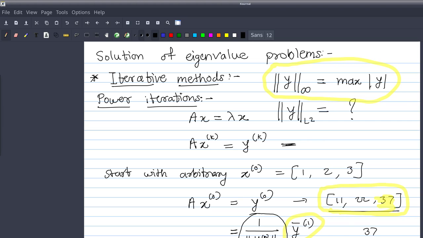So then when will you stop iterations? Sir, I am unable to understand one point. Once we consider x naught equal to 1, 2, 3, we multiply it by the system matrix A. We get the value, for example, 11, 22, 37. Then we find the y infinity norm, that is 37 in this case. Then what we will do? Here you see there is a difference in this equation and this equation. Don't you spot the difference?